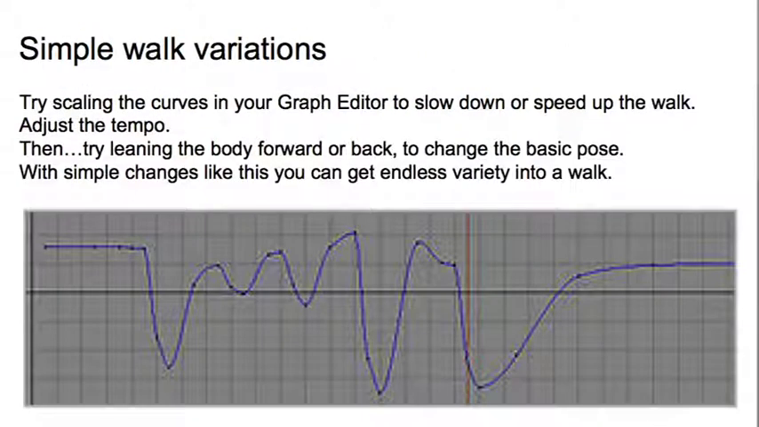Another way to do variations on your walk cycle is to start scaling the curves in your graph editor. Just use the scale tool to select all the curves on the character, and then pump those curves up or down. The more you stretch the curves out, the more you will slow down the walk. The more you compress the curves, the more you will speed up the walk. That's a very cheap way of getting personality and character into it.